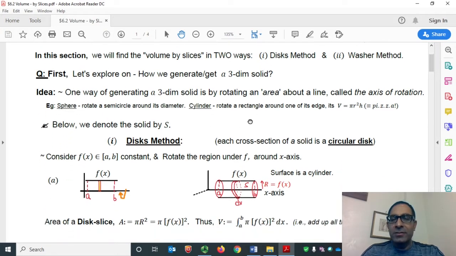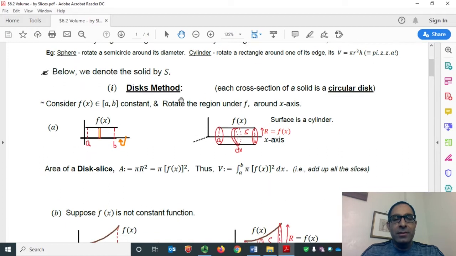Now let's talk about the disk method. In the disk method, each cross-section of a solid is a circular disk. So let's consider a function f(x) defined on the closed interval [a, b], and rotate the region under the graph of f, bounded between x equals a and b, around the x-axis.